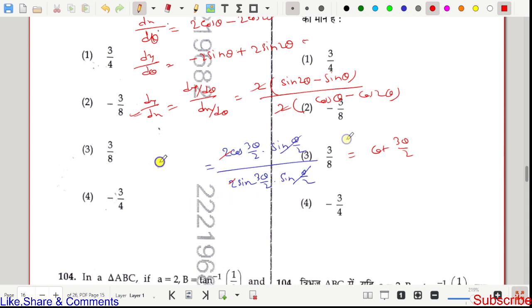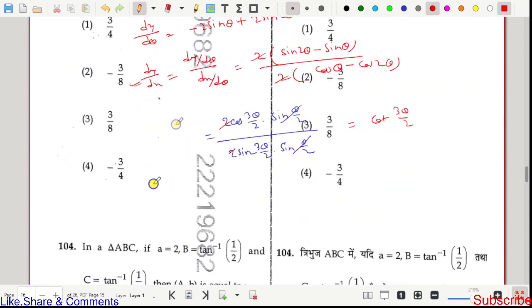Now we have to find d2y/dx2, that means again we have to take the derivative with respect to x, but this is a function of θ. So d2y/dx2 we can write as d/dθ of dy/dx times dθ/dx. Now dθ cancels out, that means dy/dx with respect to x. I hope you have understood this.